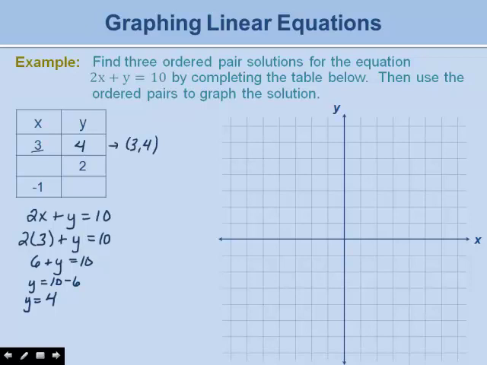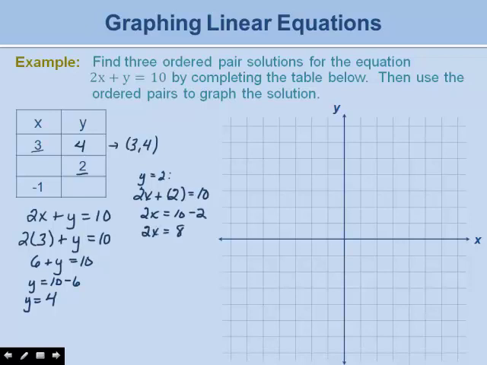Now for the next row in the table, we have a value for y of 2. So let's plug that one in. This time, we're substituting for the y instead of for the x. We're putting the 2 in there for y. So now if we subtract 2 from both sides, that gives us 2x is equal to 8.